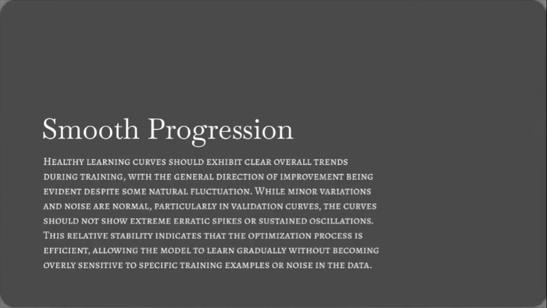Healthy learning curves should exhibit clear overall trends during training. The general direction of improvement should be evident, despite some natural fluctuation. This relative stability tells us that the optimization process is working efficiently. The model is learning gradually, without becoming overly sensitive to specific training examples or noise in the data. This is exactly the kind of stable, predictable learning behavior we need for clinical deployment.